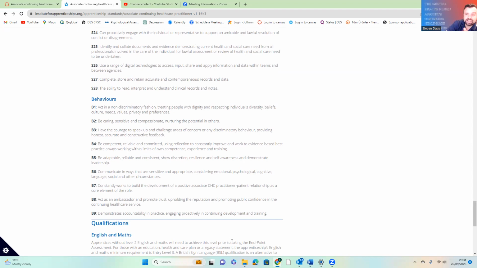You need to communicate in a sensitive way. You're going to be handling lots of sensitive data, potentially end-of-life information on the care that somebody's going to receive towards their end-of-life stages. So making sure that you can manage all of that, and that's the emotional, psychological, again, being mindful of the language, etc. Building those relationships along the way of working, act as an ambassador to promote trust and demonstrate accountability. So lots of high-level behaviours there to be an associate continuing healthcare practitioner.